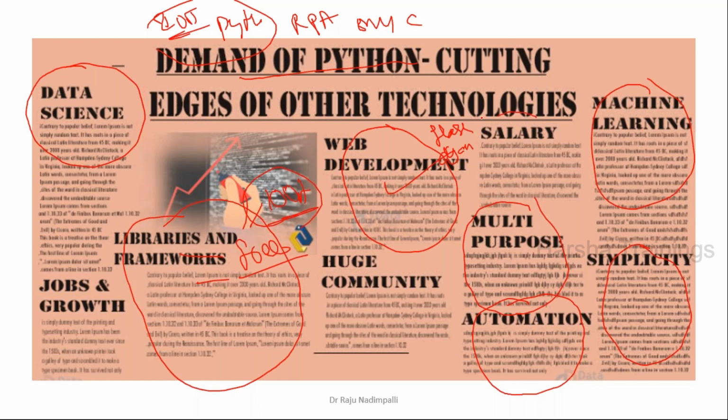Moreover, nowadays job growth is increasing. Earlier, job growth was there for Java and C#. Nowadays, job growth is increasing for Python, and it has a huge community because it's free and open source software. If you have any question, you can post your query on Stack Overflow. You can get answers within seconds. And it is in high demand, so you may get high salaries.